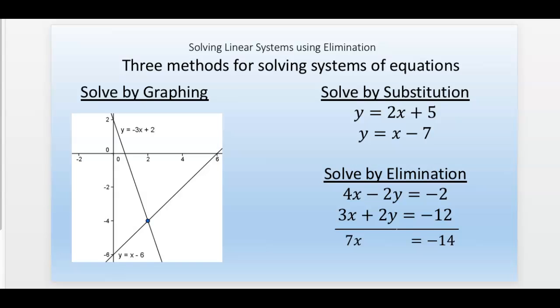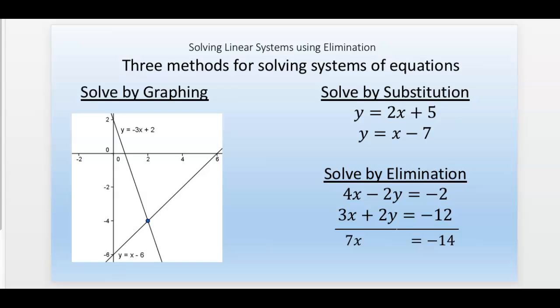Just to review, we've looked at three methods for solving systems of linear equations. The first one was by graphing, where you graph the two lines and find out where they intersect. That's the point they have in common, and that's the solution. Then we looked at substitution, where one equation is already solved for the variable in terms of the other one. So it's easy just to substitute into the other equation. So you have one equation with one variable. Then you can find the answer and plug it back into one of the original equations.